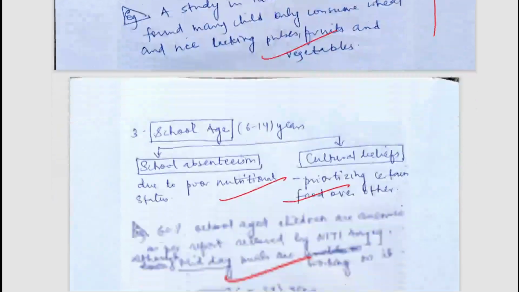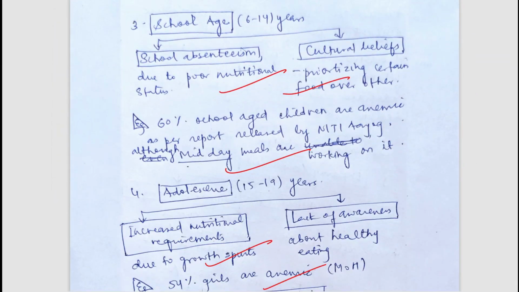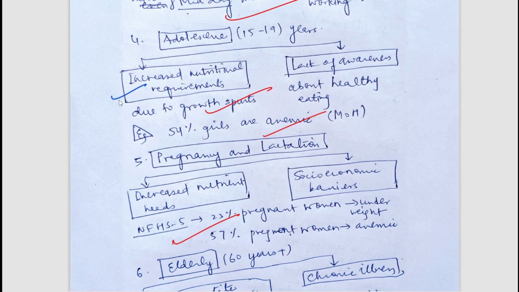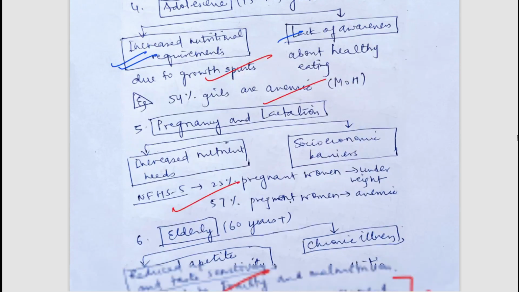So well written answer. Next is school age, which is known as adolescent age. So in this age also there is a high amount of nutritional requirement. Due to poor nutritional status, due to some cultural beliefs, and many other factors also, there could be undernutrition. For adolescents also, there are increased nutrition requirements. If it is not fulfilled, there is undernutrition and undergrowth. Lack of awareness is another problem.